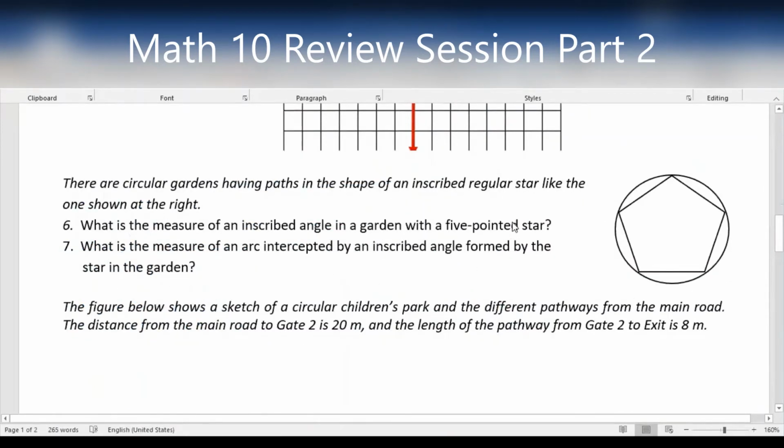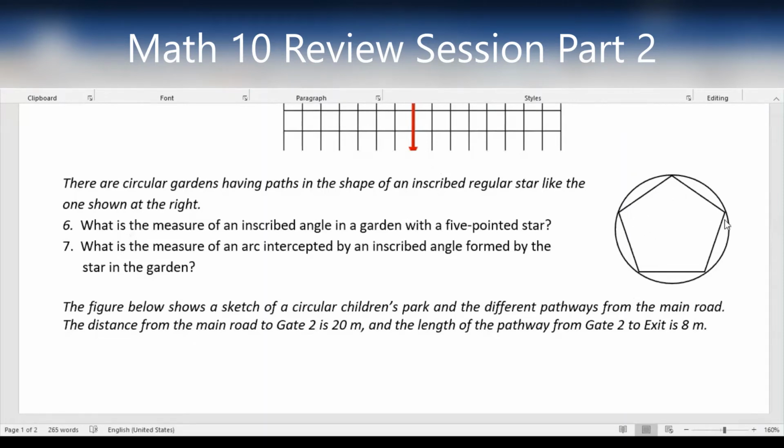So, number 6, it's similar to your quiz before. So, let's solve this time. What is the measure? Sige, I need your chat again. Number 6 muna tayo. What is the measure of an inscribed angle in a garden with a 5-pointed star?